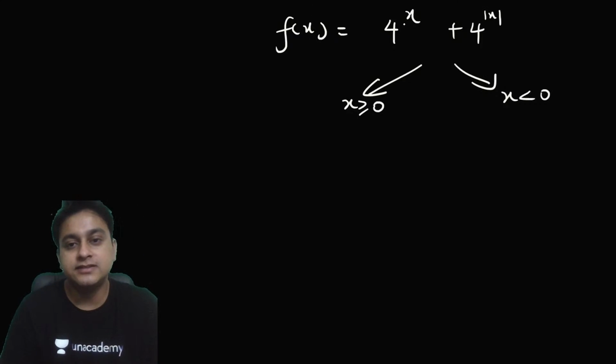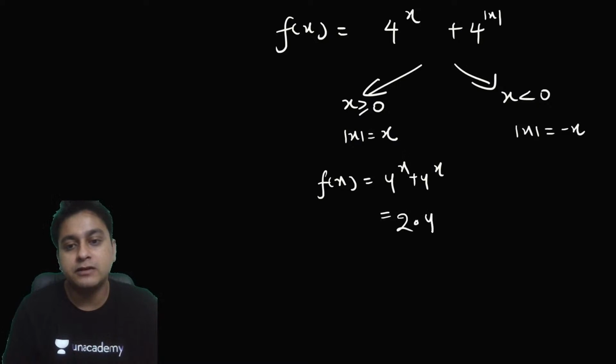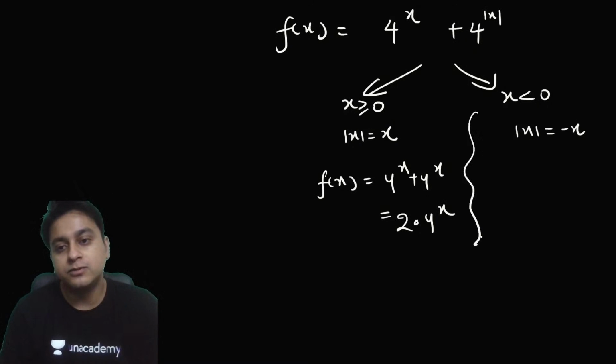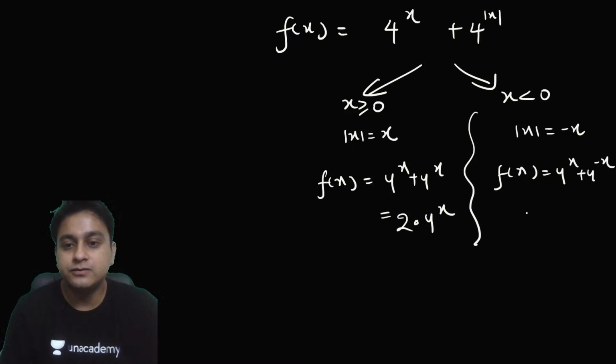So guys, let's suppose x is greater than 0. We all know that mod x is equal to x, and for x less than 0, mod x will become minus x. So for x greater than 0, my f of x is coming as 4 power x plus 4 power x, so can I say this is 2 times 4 power x? Absolutely fantastic. Now what about the other case? f of x equals 4 to the power x plus 4 to the power minus x. This is for x less than 0, and the earlier one is for x greater than 0. That is very easy to understand.